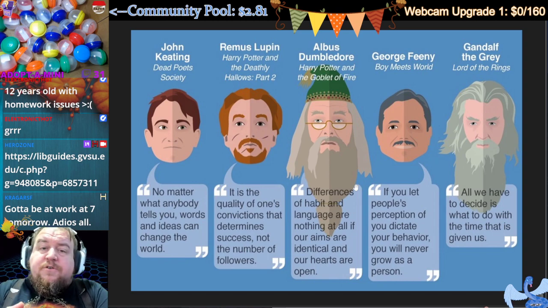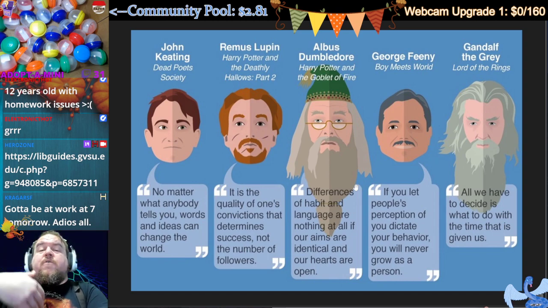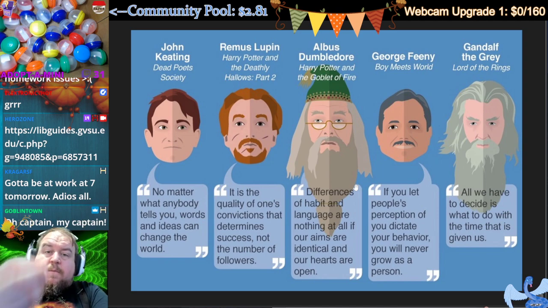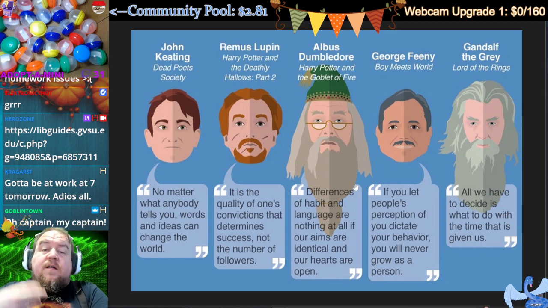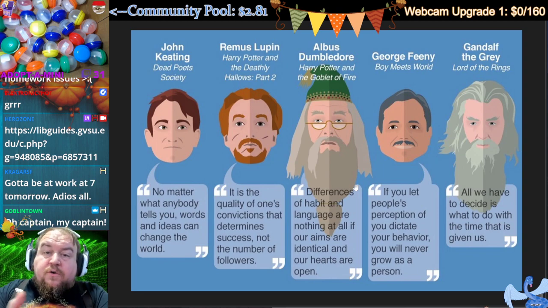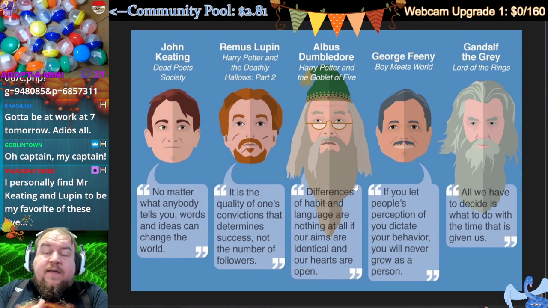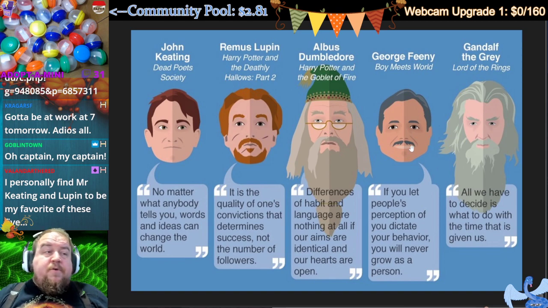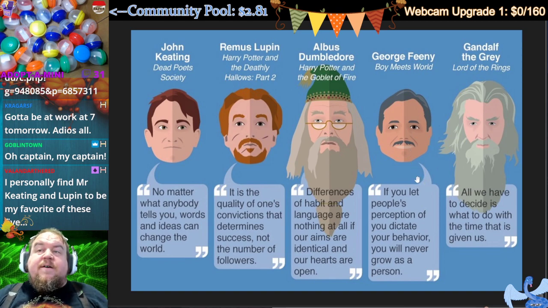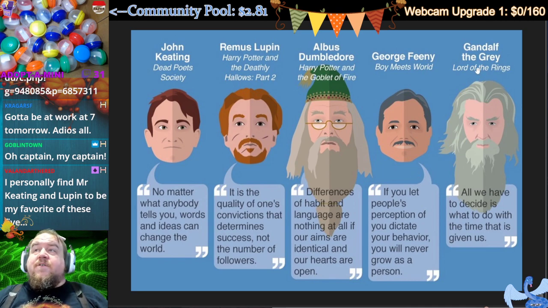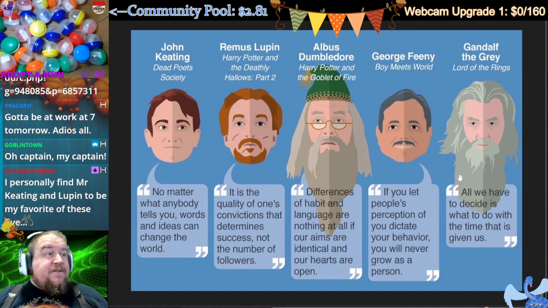These are inspirational quotes. These are words of wisdom shared by the mentor to the character to instill a moral or a value or a point which will be further explored along the story. Especially advice in crossing the threshold into what lies beyond, into the unknown, into the scary stuff. George Feeny from Boy Meets World: "If you let people's perception of you dictate your behavior, you'll never grow as a person." Or Gandalf the Grey from Lord of the Rings: "All we have to decide is what to do with the time that is given us."